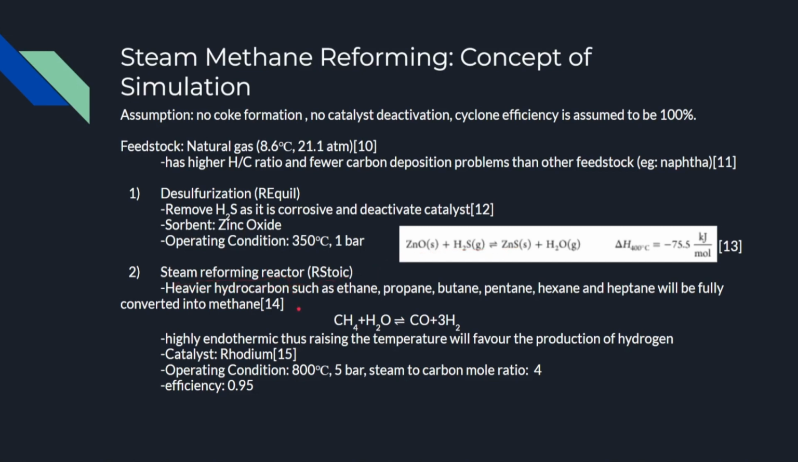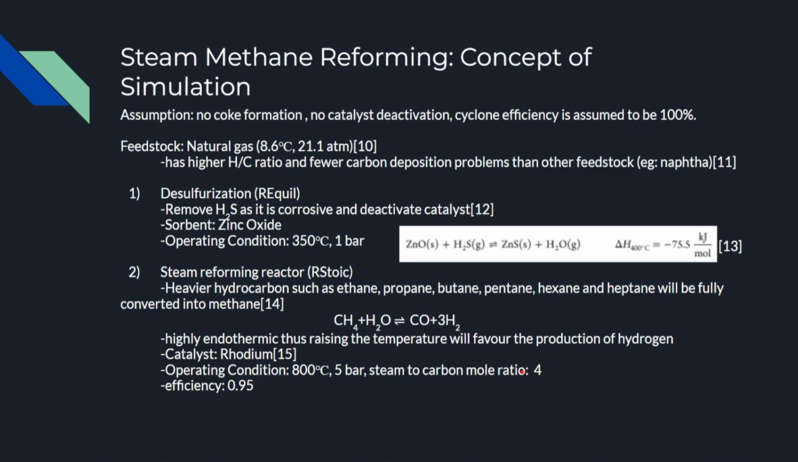Heavier hydrocarbons such as ethane, propane, butane, and so on will be fully converted into methane. The methane will react with the steam to form carbon monoxide and hydrogen with an efficiency of 95% using rhodium under the following condition.